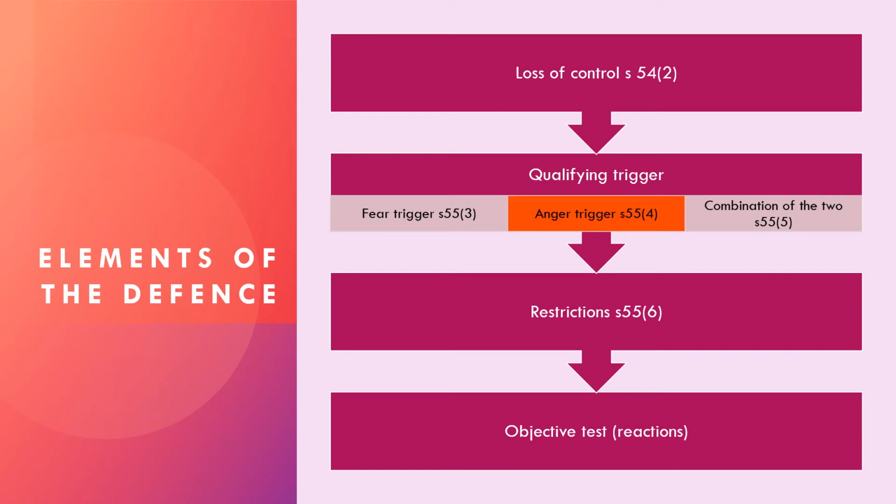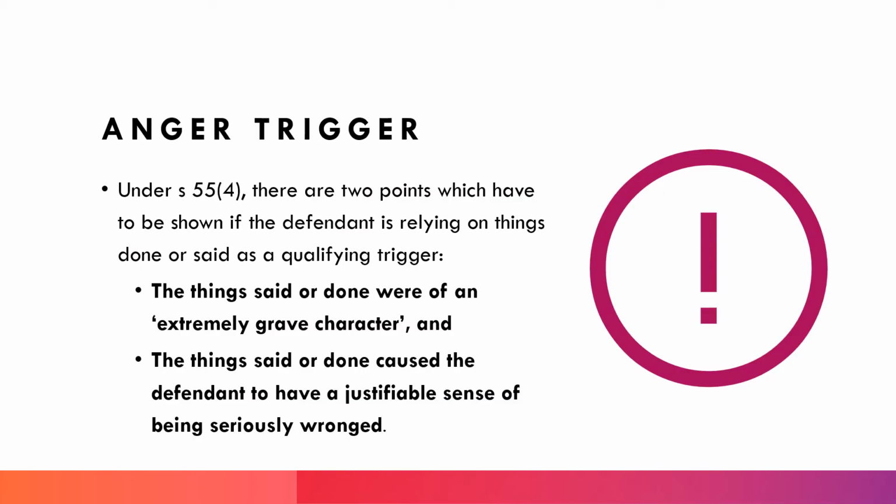So once we've dealt with the fear trigger, we next deal with the anger trigger. Now the anger trigger is laid out in section 55 subsection 4 of the Coroners and Justice Act 2009. And what the Act tells us is there are 2 points which have to be proven if the defendant is relying on things said or done as a qualifying trigger. Now these things, the things said or done, were of an extremely grave character. Now extremely grave just means really serious to the defendant. And then the things said or done caused the defendant to have a justifiable sense of being seriously wronged. Now of course, remember, it's the jury making this decision.